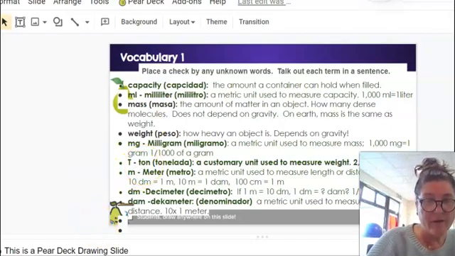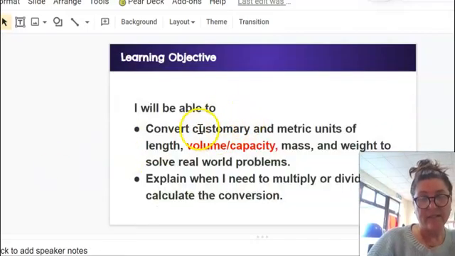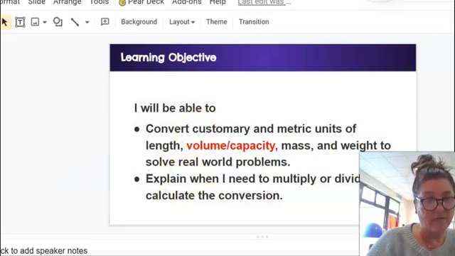So remember, you have to memorize your tons. You have to know that milligrams is 10 times or 1,000 times less. Deci is 10 times less. Deca is 10 times more. So those are those terms that you need to know. At the end of this lesson, you should be able to continue to convert.